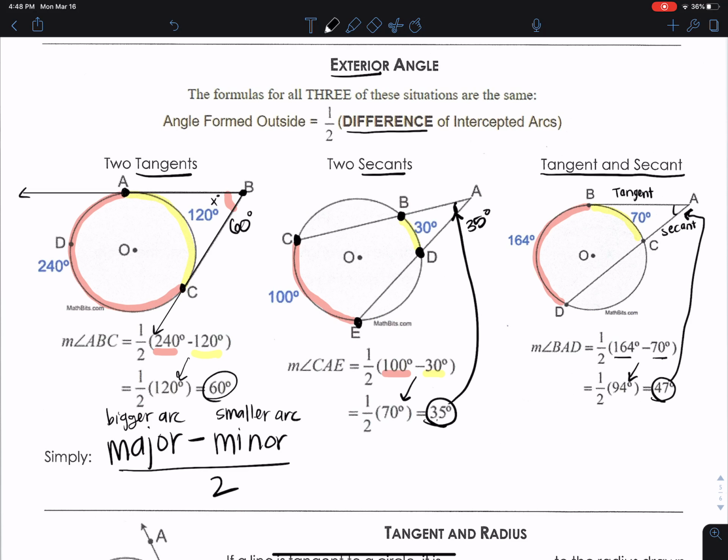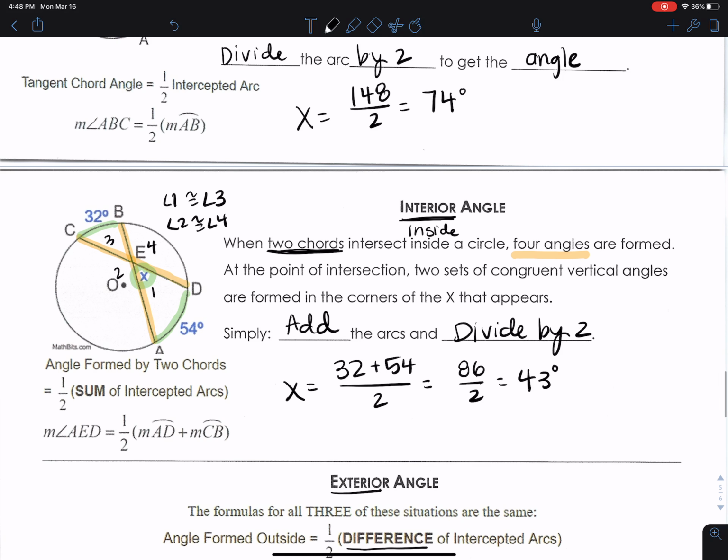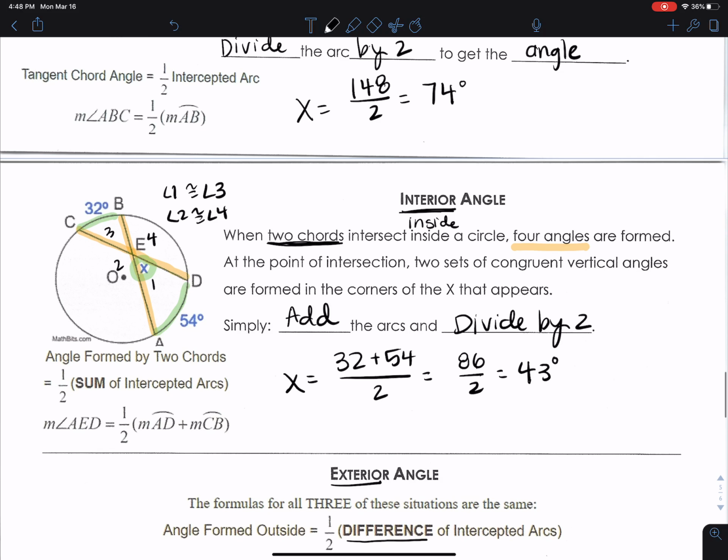So you can have any combination of these, but when it forms an angle outside of the circle, it's an exterior angle. If it forms an angle inside of the circle, it's an interior angle, and that's when you have pieces that are intersecting, like chords, secants, and tangents.